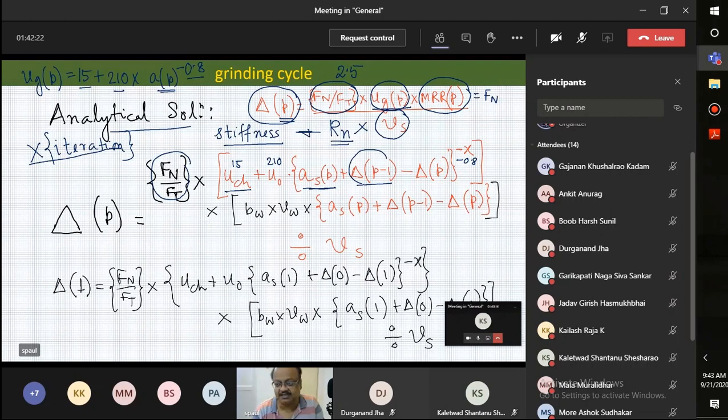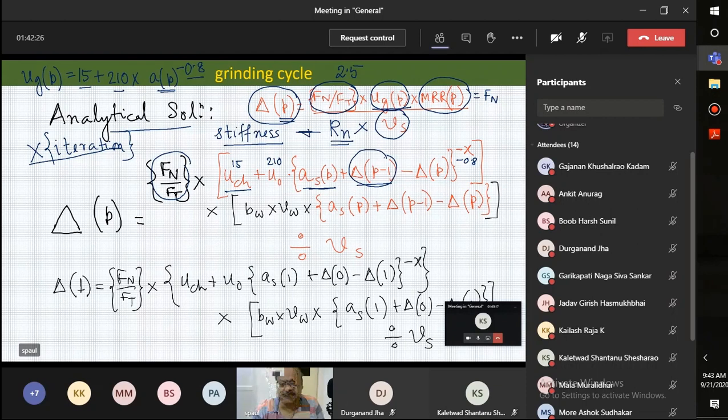It can be solved in calculators, and it can also be solved using MATLAB. So that into MRR, where MRR is BW into VW into A, once again gets basically delta P minus 1 minus delta P. So once again, A becomes part of the deflection process. So here, this is a function of itself, and that has to be divided by VS, and that has to be divided by Kn. You will get this one.